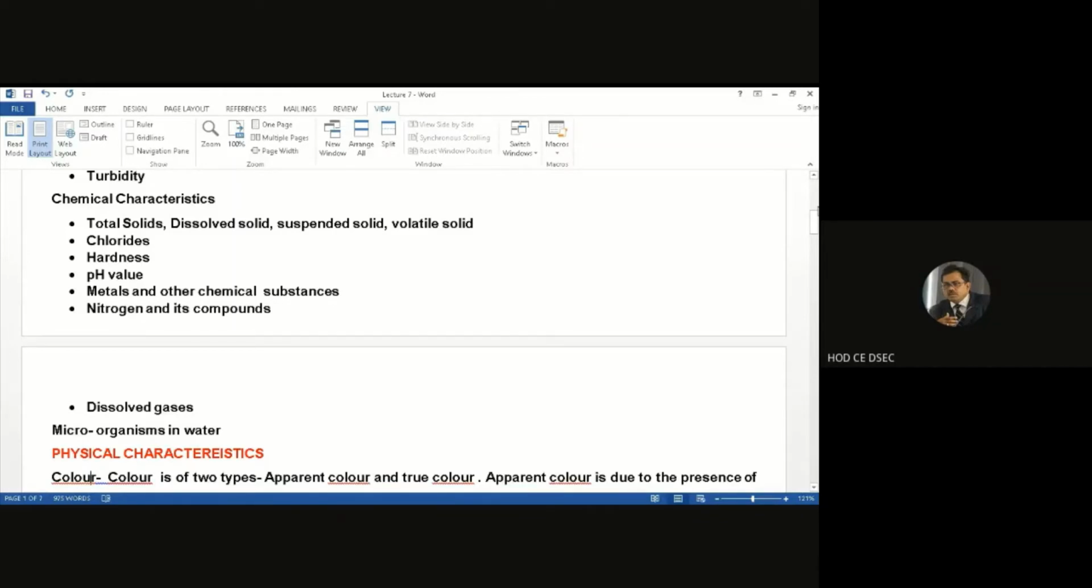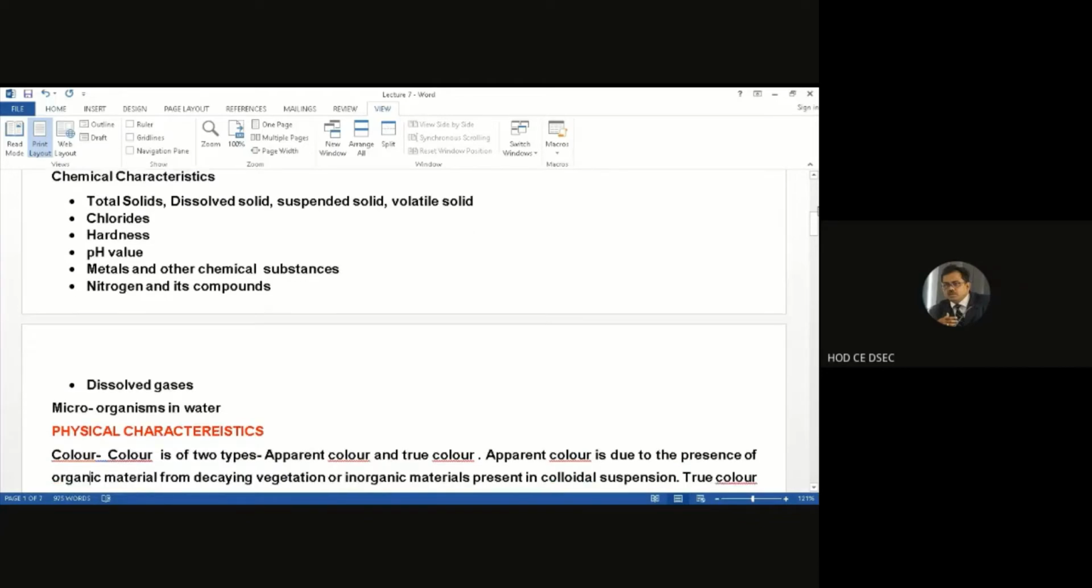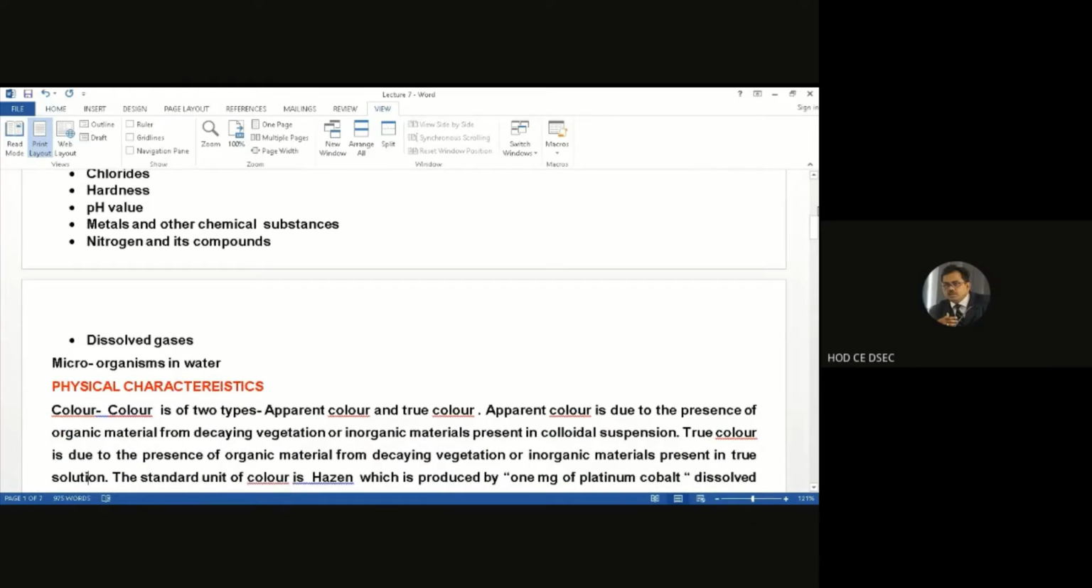Then pH value is the minus log of H, that means the inverse log of the hydrogen ion concentration. So the pH value determines whether the hydrogen concentration is more or the hydroxyl concentration is more. That means the pH value tells us whether the water is acidic or alkaline. So that is determined by the pH value. Metals and other chemical substances, then nitrogen and its compounds and dissolved gases are all under the chemical characteristics. And lastly, I will discuss the microorganisms in water.